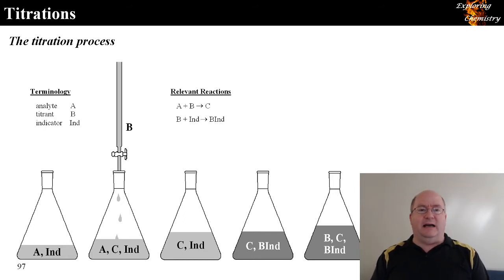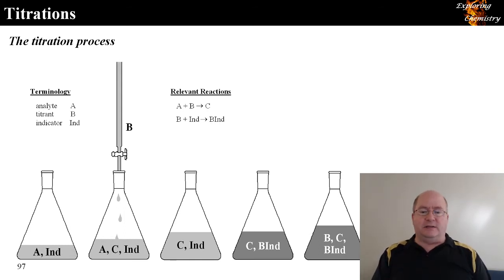So down here on the bottom left, we have our initial conditions, where you have your analyte and your indicator. This is literally the sample that you've taken an aliquot of, you've added a few drops of your indicator, and you're ready to go. Nothing else has been done to it. In the second flask, you are titrating with the titrant, and so the titrant is your limiting reagent in this process. So the analyte and titrant are reacting to form C, but you still have an excess of your analyte A, and nothing, of course, has happened to the indicator.